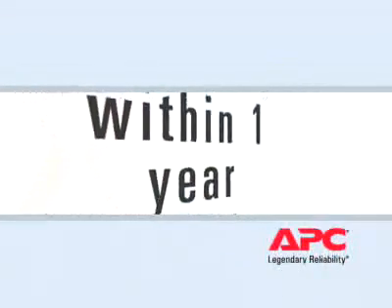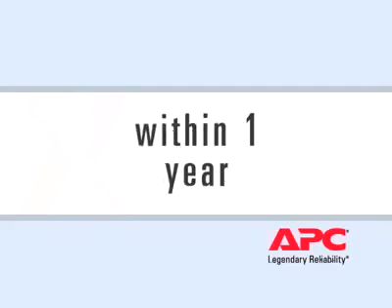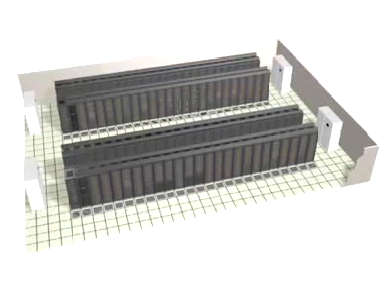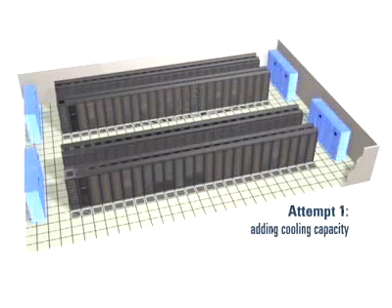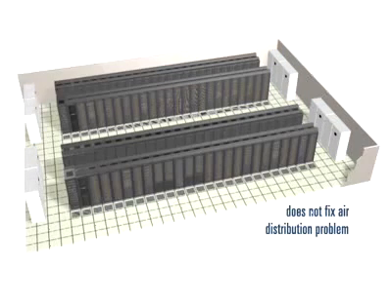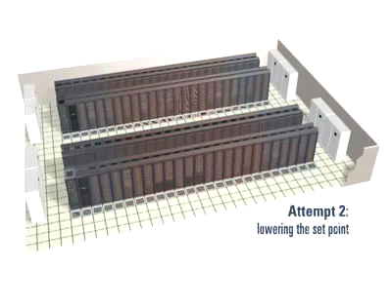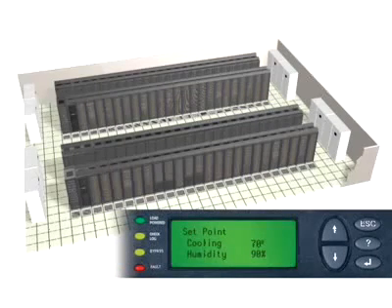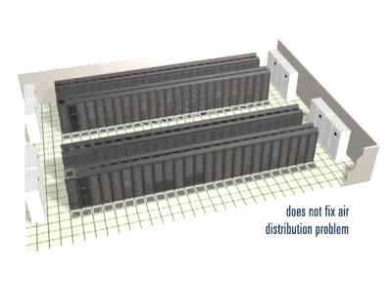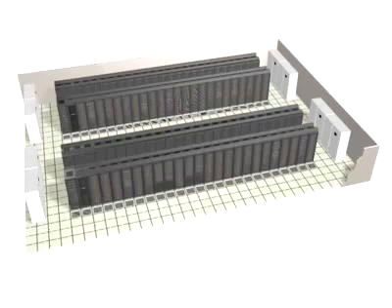Over the next year, the data center manager makes several attempts to correct it. The first thing he tries to do is add cooling capacity. Unfortunately, while this adds cooling capacity, it does not fix the problem, which is one of air distribution. The increased cooling capacity in the room lowers the return temperature to the CRACs, resulting in an overall reduction in capacity from the CRACs. The data center manager then tries to make the room colder by lowering the set point. This too does not address the problem of air distribution. In fact, lowering the set point actually decreases the cooling capacity further.